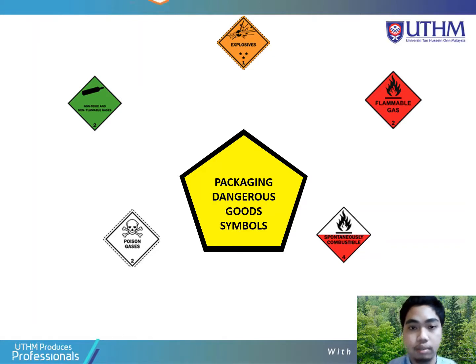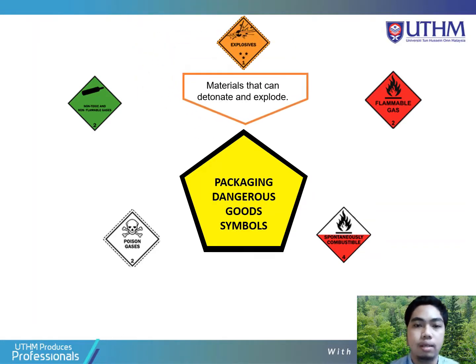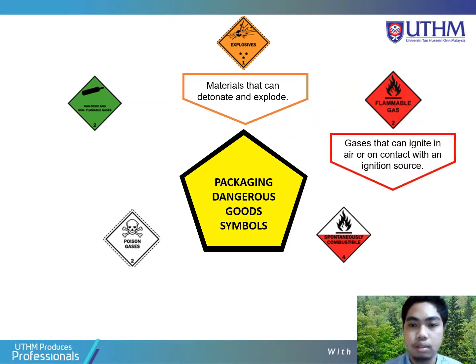And for the explosive, it indicates material that can explode and detonate. For example, dynamite and fireworks. Second one, flammable gas. Gases that can ignite in air on contact with an ignition source. So without ignition, the gas will not ignite. For example, acetylene gas.